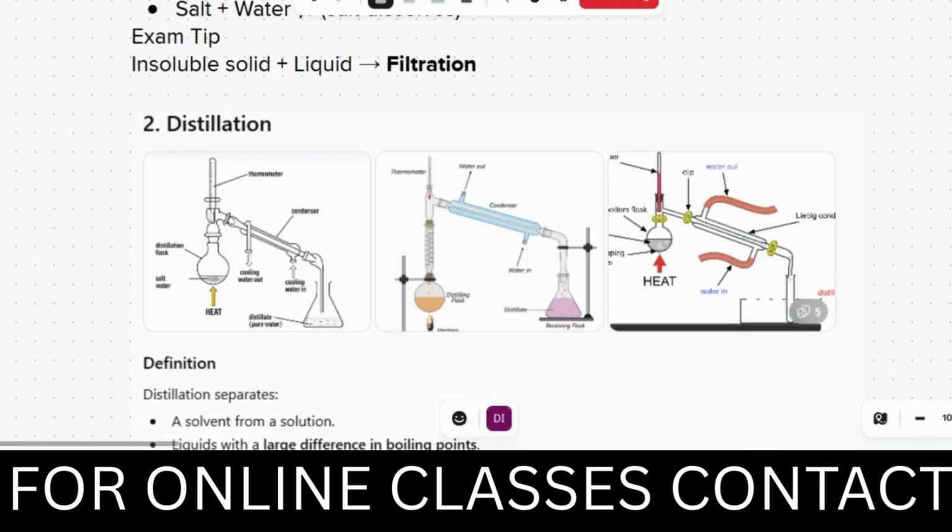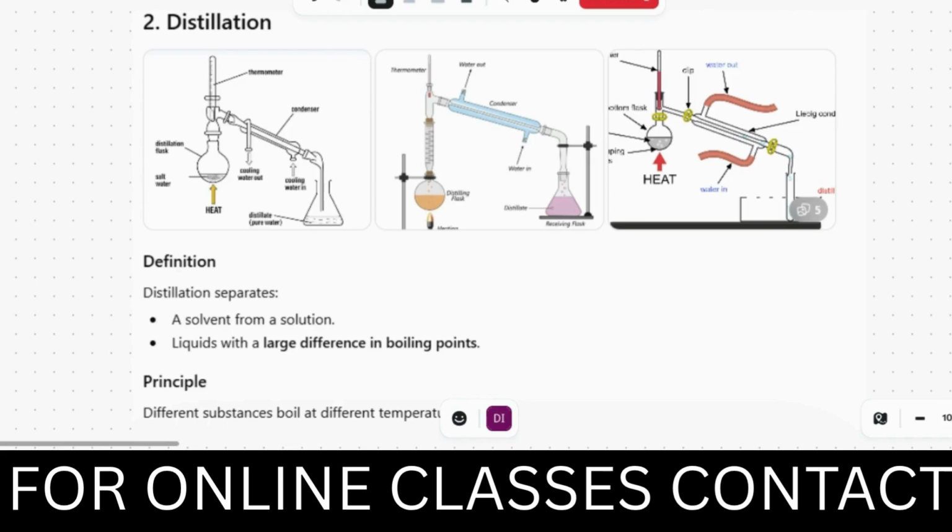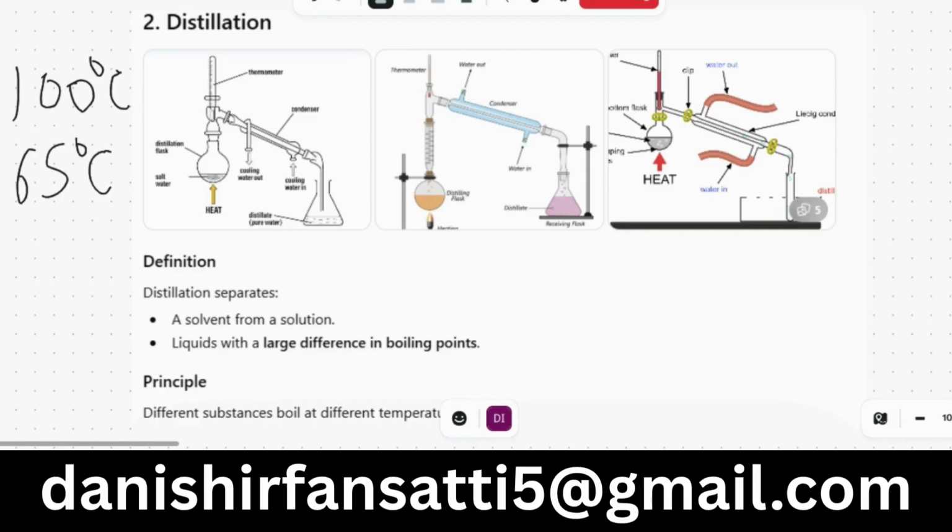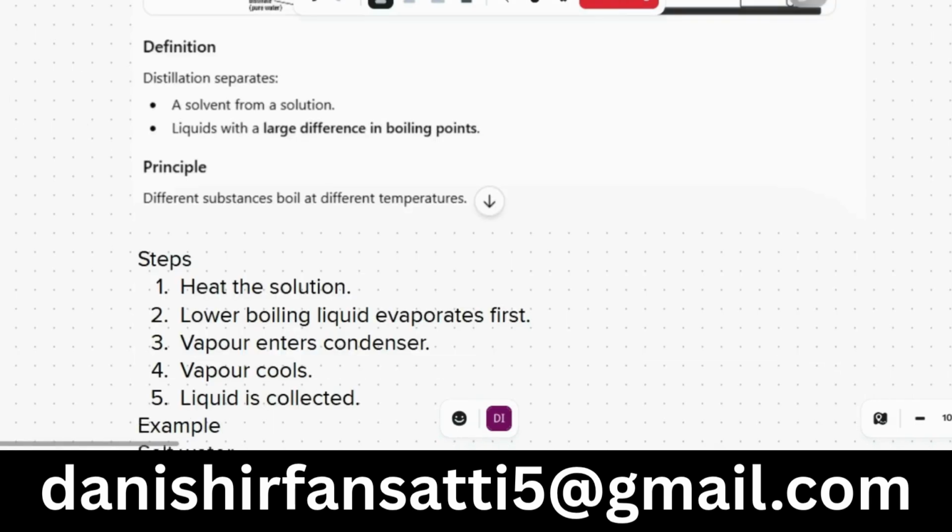What is distillation? Distillation separates solvents from the solution, liquids with a large difference in boiling point. Okay, we will boil. For example, if the boiling point of water is 100 and the boiling point of ethanol is 65, for example, Celsius, what we will do is increase the temperature till it reaches 70 degrees. Then we will extract the ethanol, and after that we just have water in the solution. In this way we can separate two solvents from a solution. Different substances boil at different temperatures.